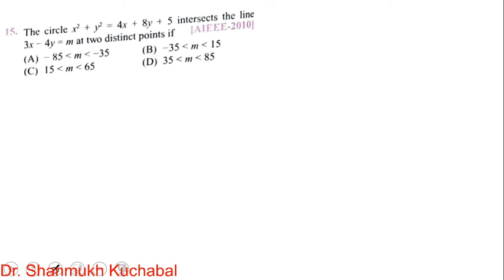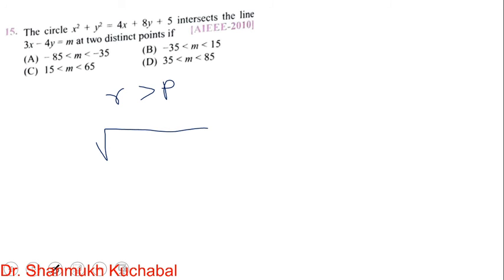Yes, we'll move to our next example. The question is: the circle x square plus y square equal to 4x plus 8y plus 5 intersects the line at two distinct points, and we have to find the values of m. So we observe that here the radius r is greater than p.